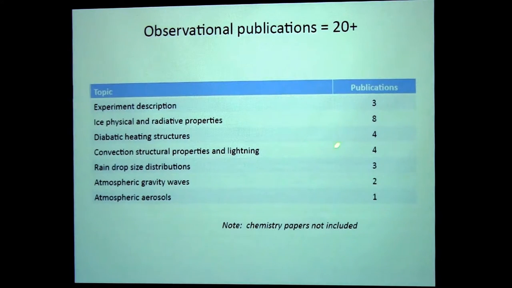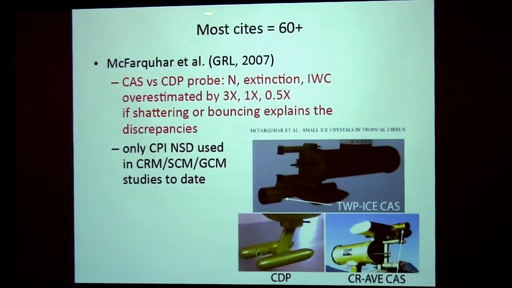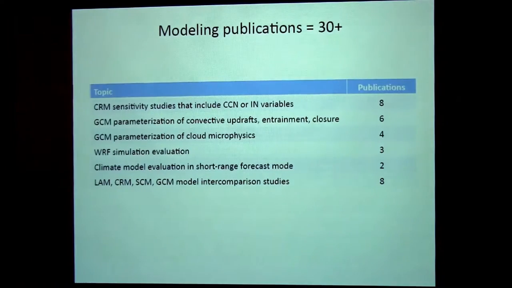So of the observational publications, I'll just note that most were about ice physical and radiative properties. However, the publication that received the most cites, unfortunately, is basically about how ice crystal shattering on the probe, the main cast probe used on this experiment, really contaminated the ice size distributions. And so that's the most cited paper from the whole experiment, and only the CPI, the cloud particle imager, ice number size distributions have been used in any of the modeling studies. So that's a little unfortunate, because one of the main goals of the experiment was to both characterize the large scale environment and the anvil ice properties, so they could be connected, including those aerosol properties.